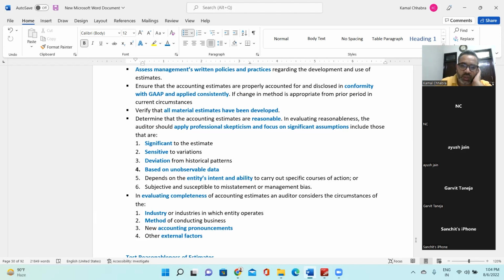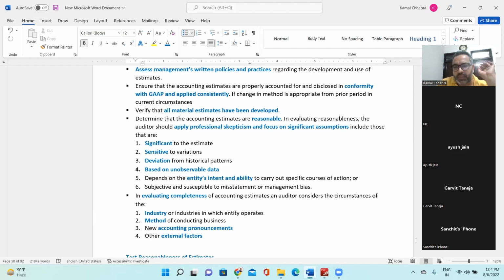of the accounting estimate. After that, ensure that the accounting estimates are properly accounted for and disclosed in conformity with the GAAP and applied consistently. So two things you need to keep in mind, whether the accounting policy which management has taken is in conformity with the GAAP, or it should not be like different than the GAAP, and does it applied consistently period over period or not.